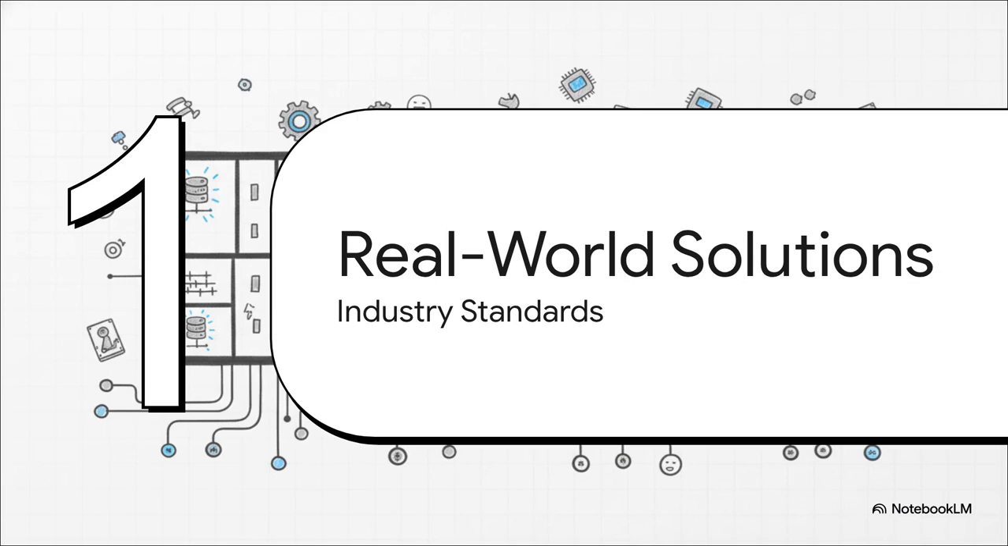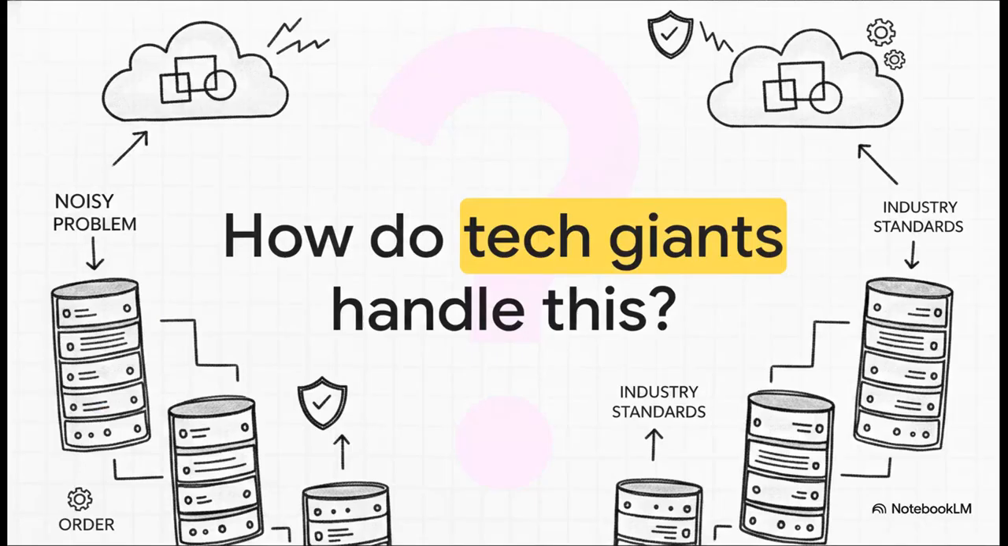Finally, we hit Part 5, Real-World Architecture Solutions. We've talked a lot of theory, but how does this play out in reality? Now, you might be wondering, okay, but how do the massive tech giants actually handle this? Because let's be real, these aren't just academic theories. These are the industry standards used by the largest platforms on Earth to maintain order and hit their SLAs.